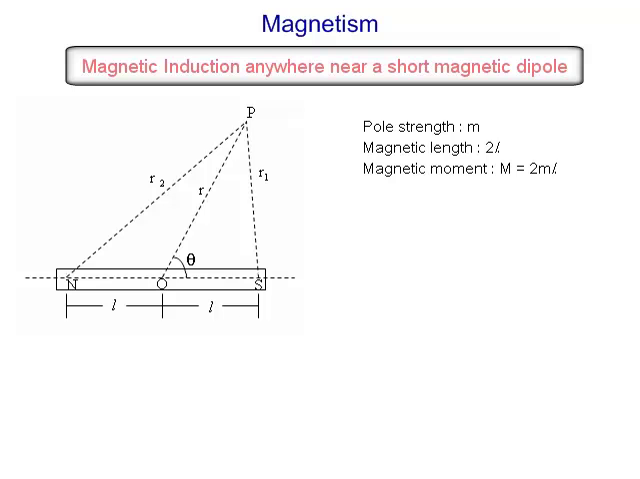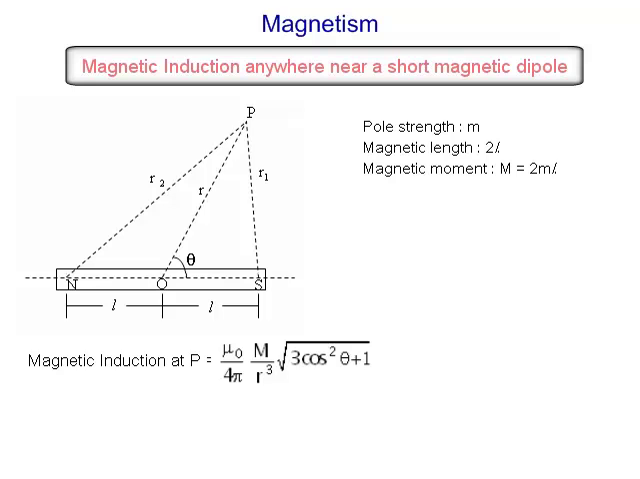In such a case, the magnetic induction at point P is given as mu naught upon 4 pi into M upon r cube, into square root of 3 cos square theta plus 1, where theta is the angle made by line OP with the axis of the magnet. This formula gives the magnitude of the induction at point P.